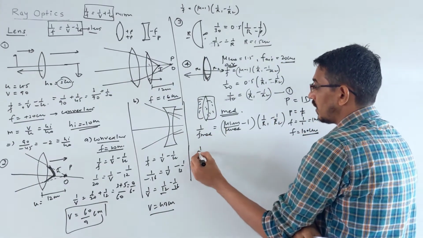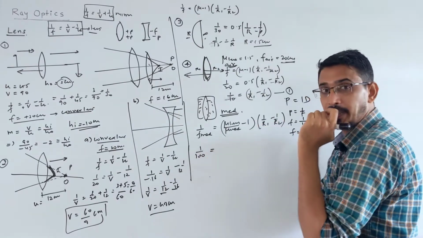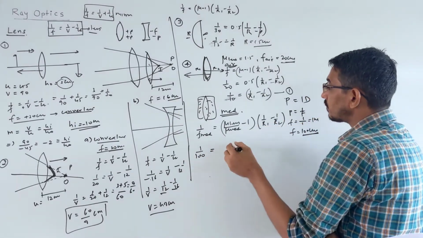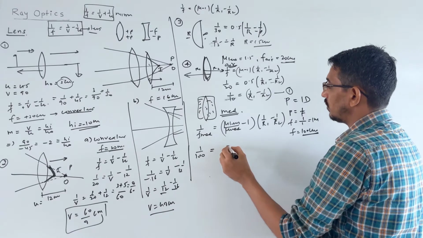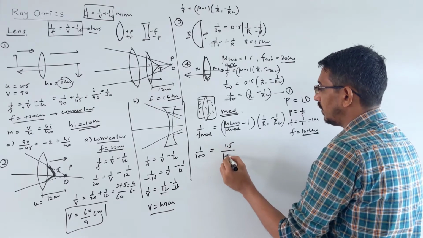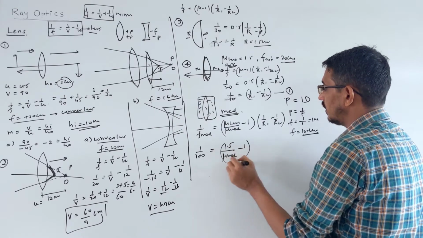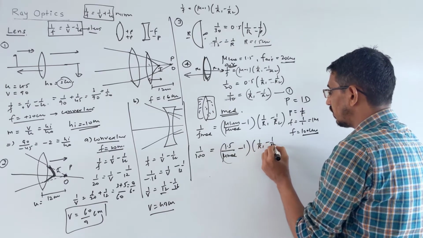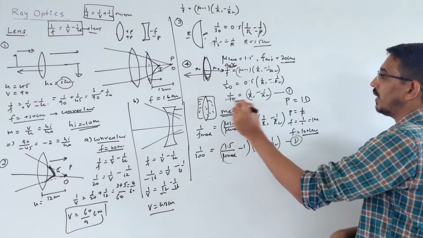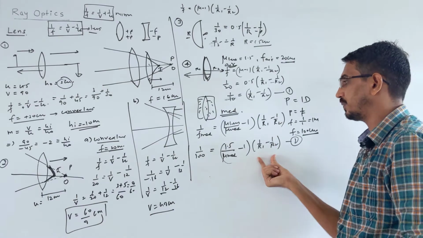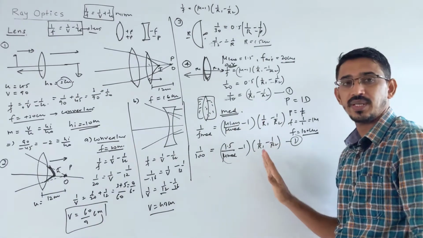So this is 1 by 100, correct. Mu of the lens we know is 1.5. Mu of the medium we want to calculate, into 1 by R1 minus 1 by R2. This is equation 2. Divide this equation, or substitute that value here. This is a long procedure, I will tell you a shortcut also.